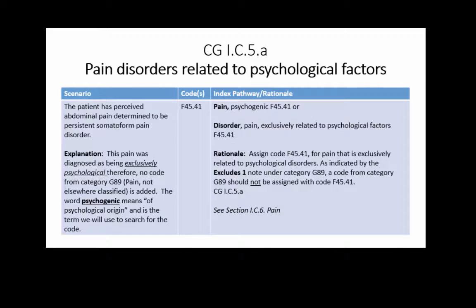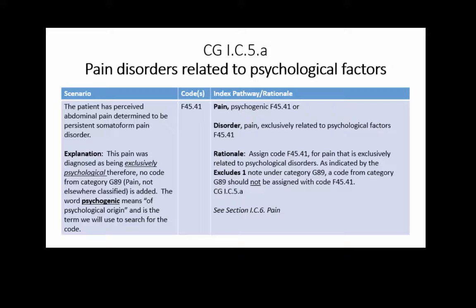The first guideline I want to look at is pain disorders related to psychological factors. The patient has perceived abdominal pain determined to be persistent somatoform pain disorder. In this statement, the physician has stated that the pain is diagnosed as being exclusively psychological. Therefore, no code from category G89 would be added. The word, as coders, that we need to remember is psychogenic, which means of psychological origin, and that is the term we will use when we are searching in the index for this type of pain.